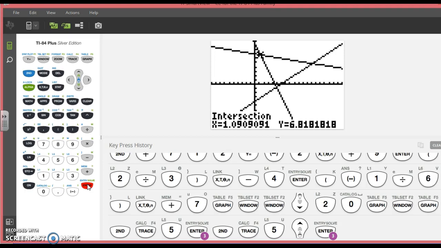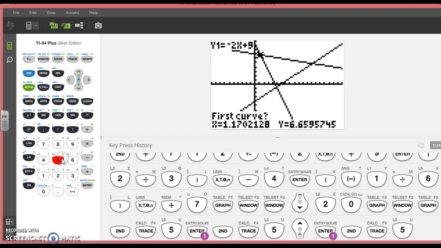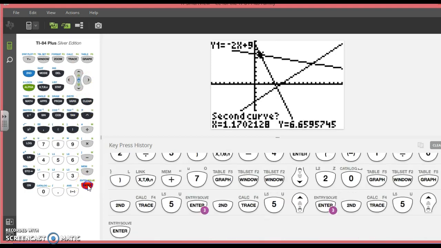So I'm going to go back. I'm going to second, trace, intersect. Now, again, we are starting on the first curve. I'm going to jump it to the 3rd curve. Enter. Now, look what the second curve gave me. That was the same one that we just did. So I got to jump it to another one. There, oh, not 3rd. There we go. Enter.